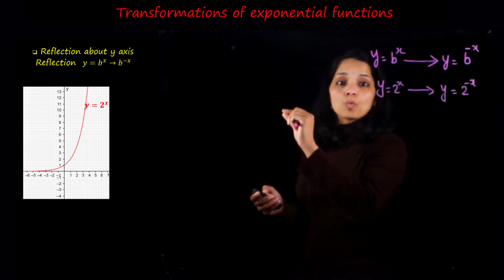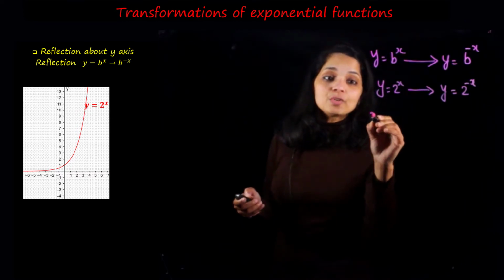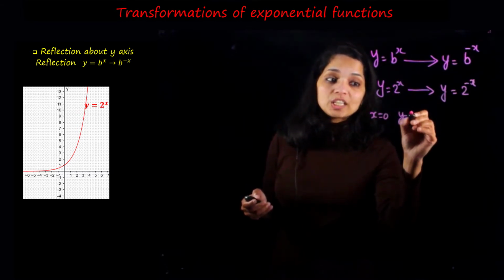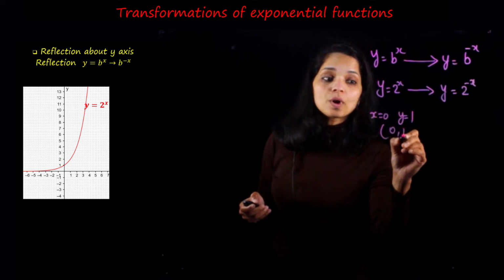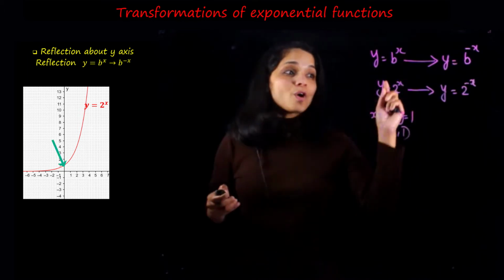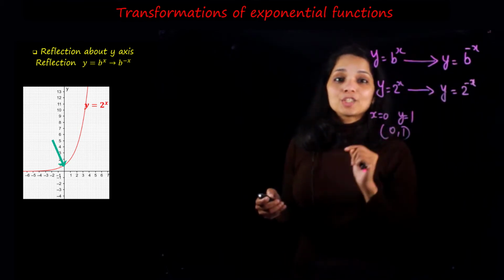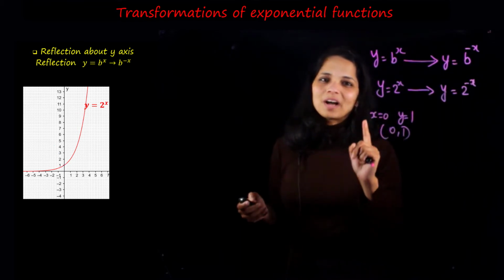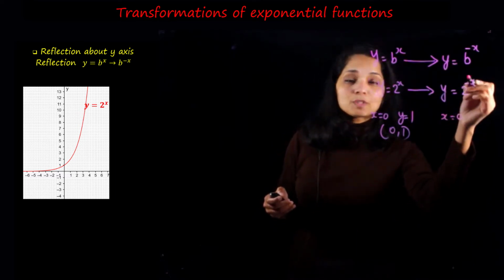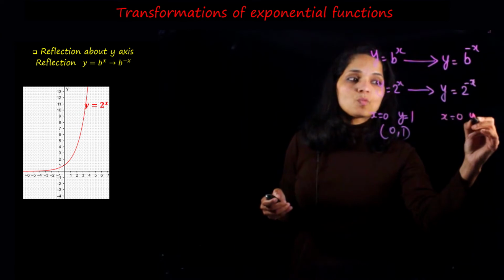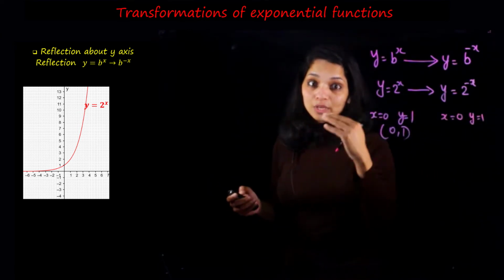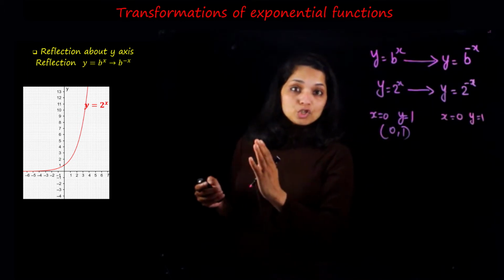This is how y equals 2 to the power x looks. You can see the y-intercept: x equals 0 gives y equals 2 to the power 0, which is 1. So (0, 1) is one of the critical points on the graph of y equals 2 to the power x. On the graph of y equals 2 to the power minus x, where does the y-intercept occur? When you substitute x equals 0, you get y equals 1. So the y-intercept is at the same point as on y equals 2 to the power x.